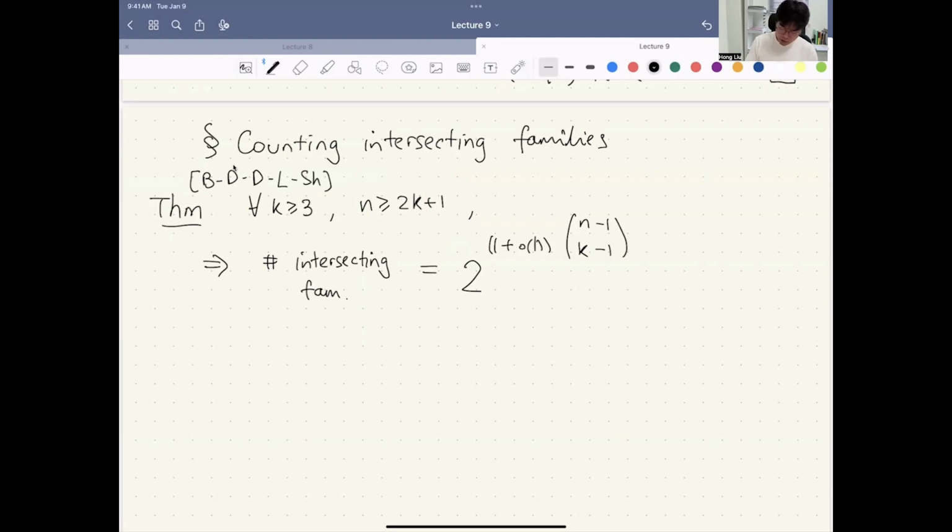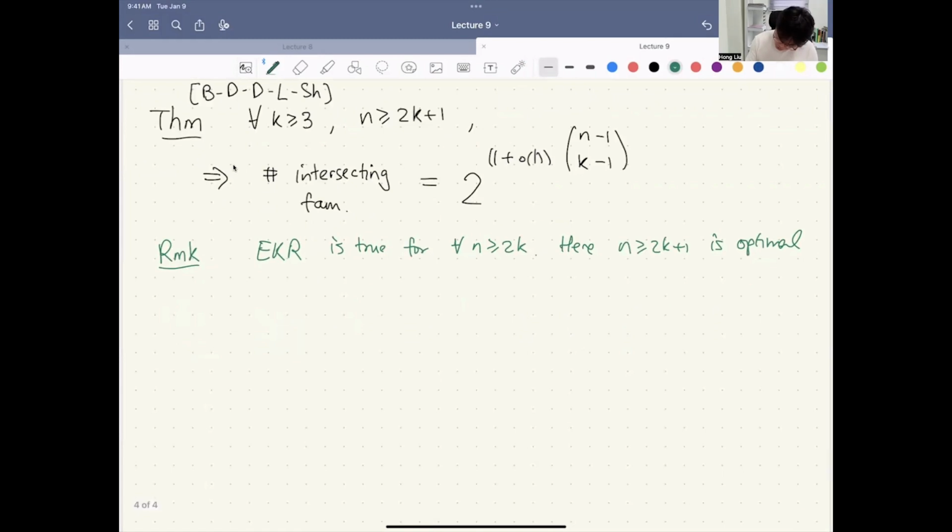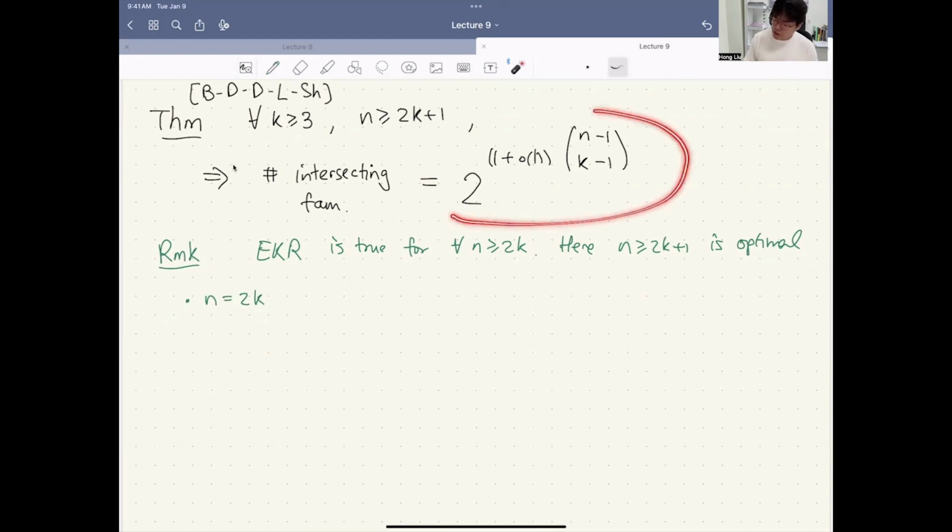So here's a remark. Erdős–Ko–Rado is true for all n at least 2k. Here, n at least 2k plus 1 is optimal. We cannot improve it. This is because when n equals 2k, let's look at this boundary case, the number of intersecting families is exponentially larger than this. There are a lot more than this many.